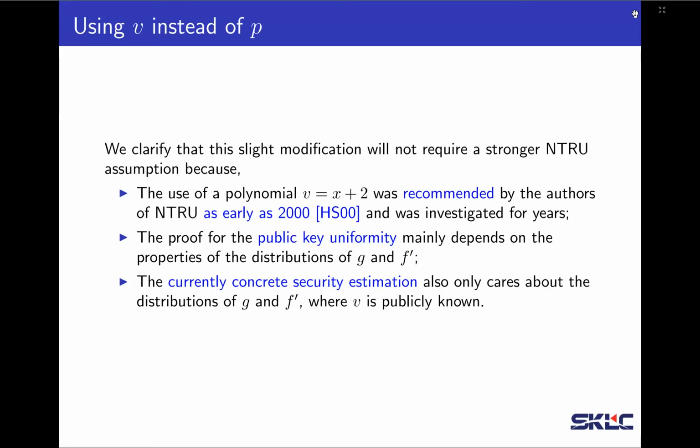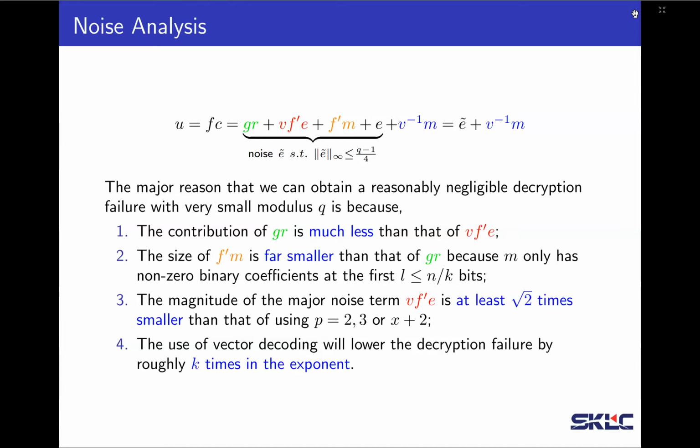Now we'll turn to the noise analysis. The major reason that we can obtain really small decryption error is as follows. First, the contribution of GR is much less than that of V times M times E. And the size of M times M is much smaller than that of GR, because M only has non-zero binary coefficients in the first n over k. And thirdly, the magnitude of the major noise from V and M E is at least square 2 times smaller than that of using P equals to 2 to 3 or to x to the power of x plus 2. And finally, the use of vector decoding will lower the decryption error roughly P times to the exponent. And since the message M only has non-zero binary coefficients in the first n over p bits, it is more robust to the encryption noise of M.